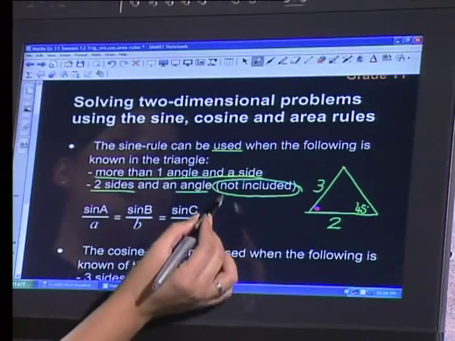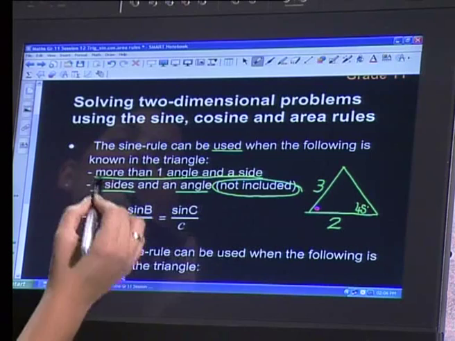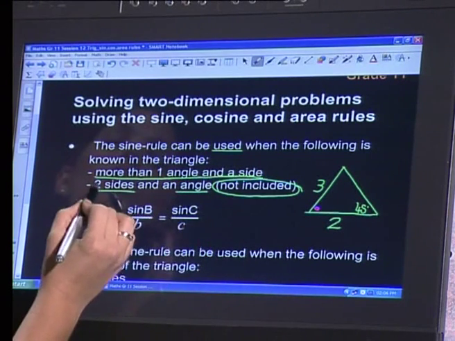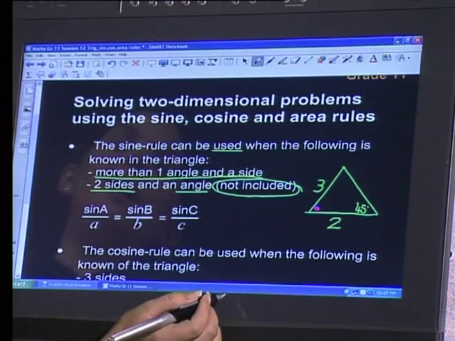So now we know when we need to use our sine rule, when more than one angle is given and one side, or 2 sides and an angle. I would highly recommend that you memorize that, learn it, know that if you've got that information, if the information is given in the question, then you are able to use the sine rule to solve for the unknown, or solve for whatever side or angle you are being asked to find.